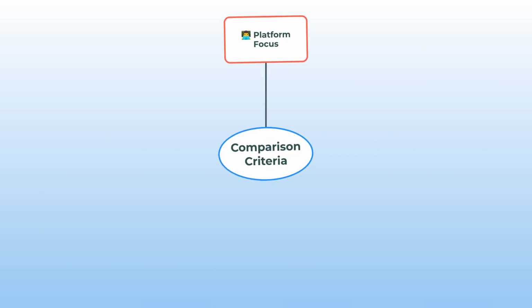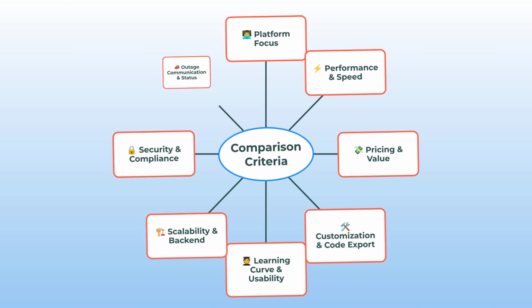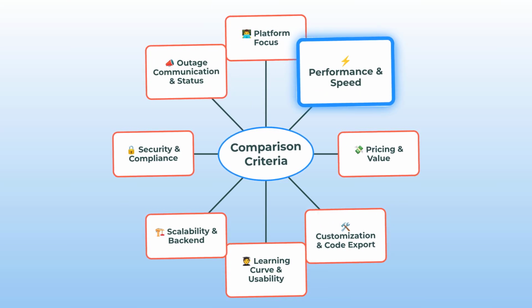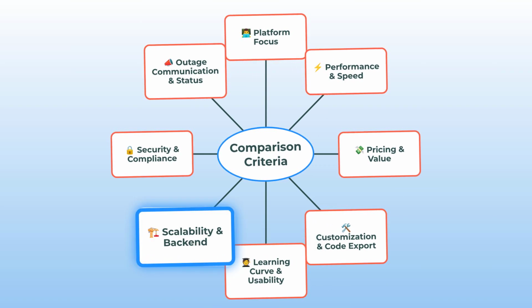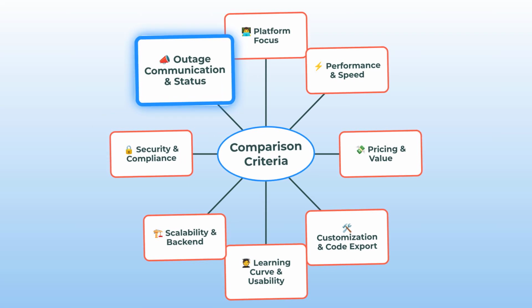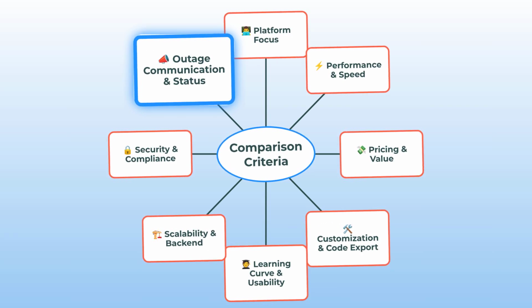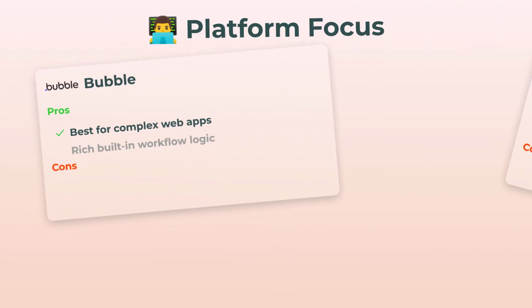Okay, so before we jump in, let's lay out our game plan. Here's a mind map of all the categories we're gonna compare: platform focus, performance and speed, pricing and value, customization and code export, learning curve and usability, scalability and backend, security and compliance, and a little something on outage communication and status, just to cover our bases. Seriously, we're giving you the full 2025 breakdown. So first up, platform focus.